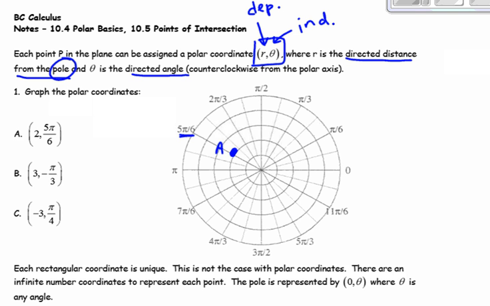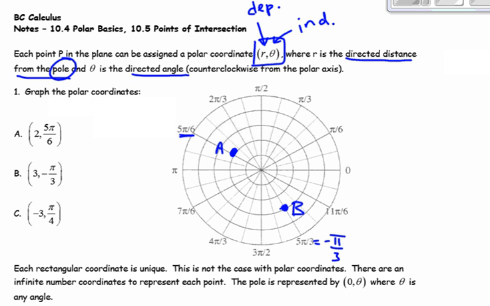Okay. Then we have the point (3, negative pi over 3). Well, negative pi over 3 would go in the opposite direction. So negative pi over 3 is the same as 5 pi over 3. And then we have a radius coming from the pole in that direction that has a length of 3. So that is point B.